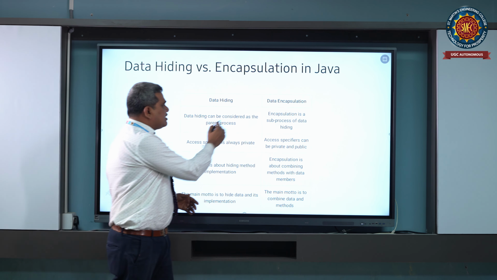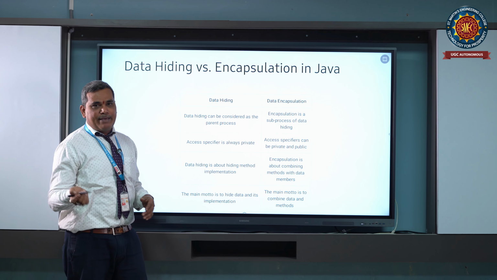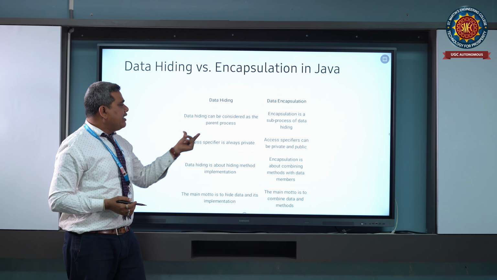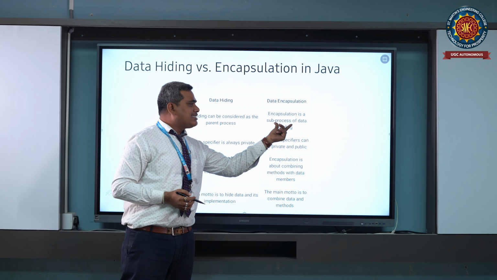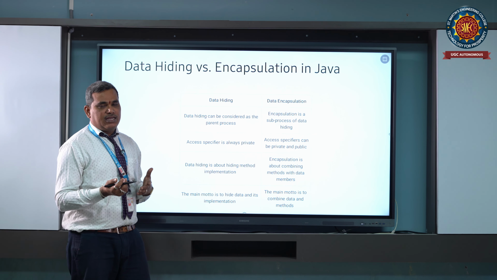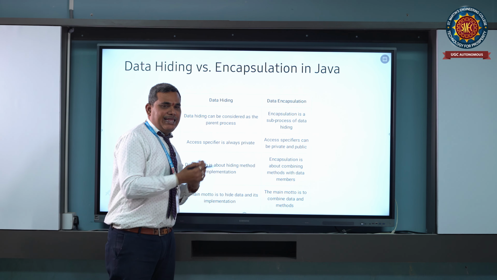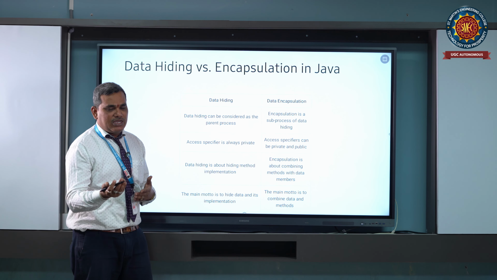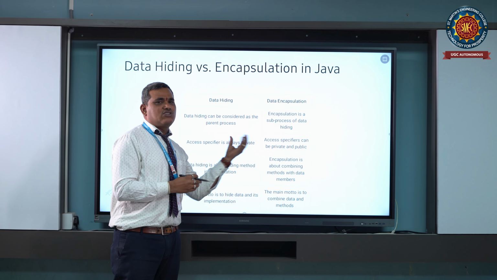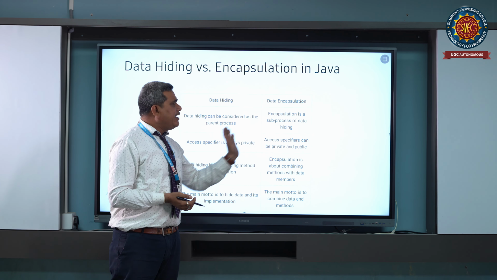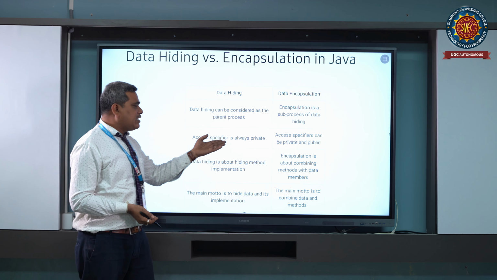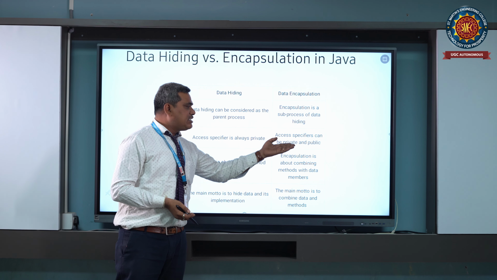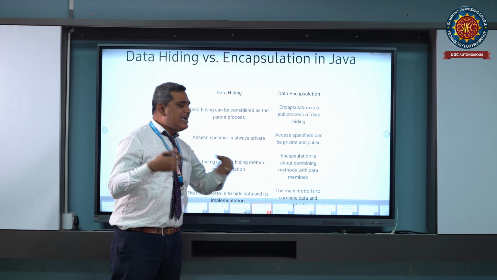Now see here, what is the difference between data hiding and data encapsulation? Data hiding can be considered the parent process and encapsulation is the sub-process of data hiding. Whenever implementing any inheritance concept or any Java programming, internally we use these concepts, data hiding and encapsulation. Data hiding hides the data, and encapsulation is also hiding the data as a sub-process. Now the access specifier is always private. Okay, now access specifiers may be private and public.